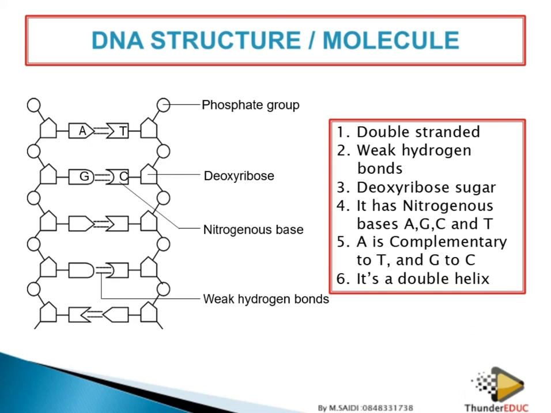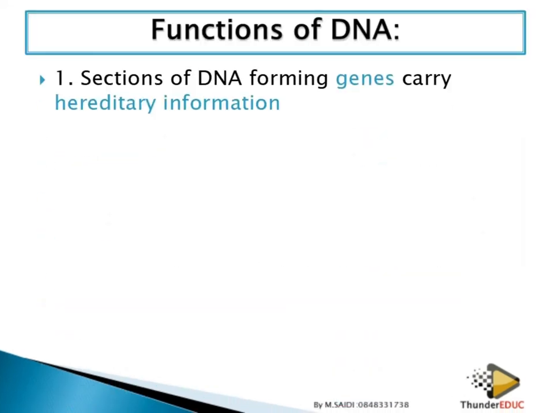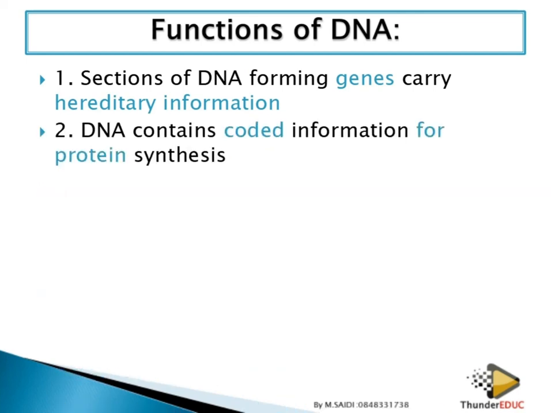Now, what are functions of DNA? Number 1, sections of DNA forming genes carry hereditary information, which is passed on from generation to generation. Number 2, DNA contains coded information for protein synthesis. All proteins that are produced in the body are produced as a result of the information that is found within the DNA molecule.